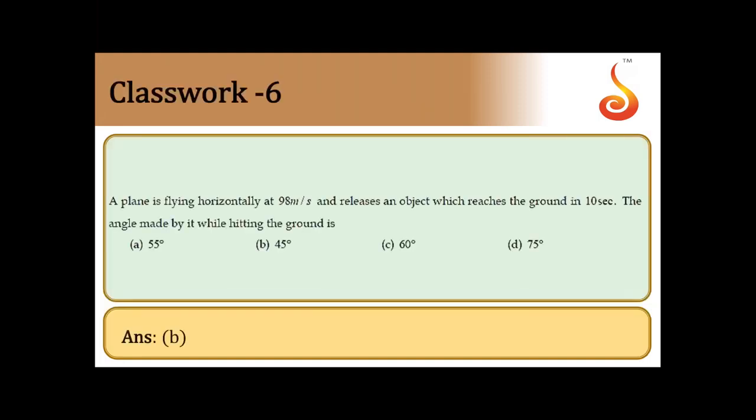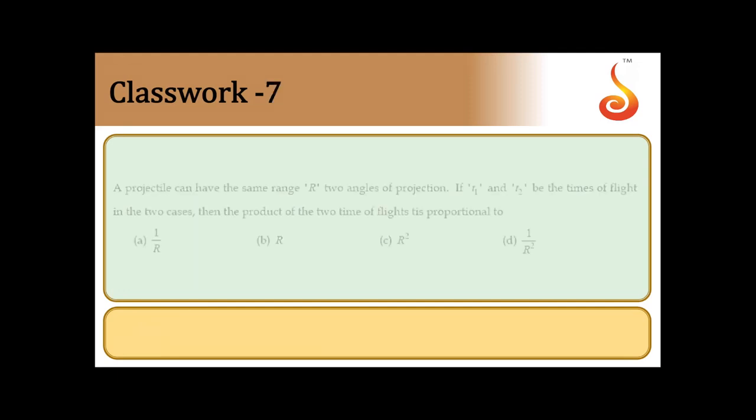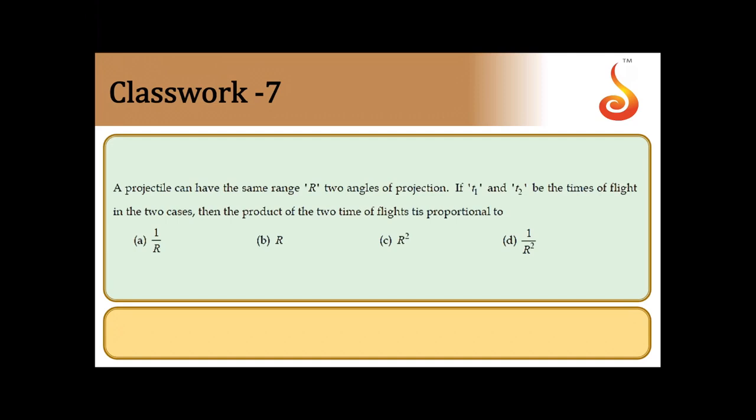Okay, we shall move on to next one. So that's option B. A projectile can have same range R for two angles of projection. If T1 and T2 be the times of flight in two cases, then the product of the two times of flight is proportional to.